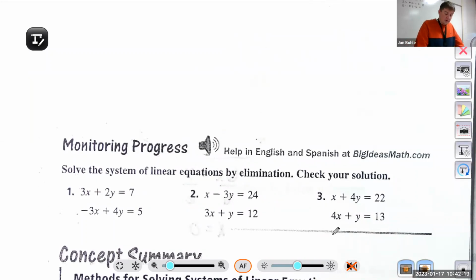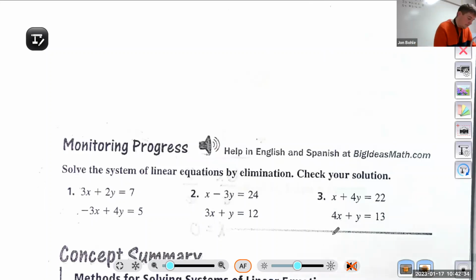Which one of these 3 do we want to do together? We're going to do one of them. Which one maybe looks like the hardest? Okay, let's do monitoring progress 2.